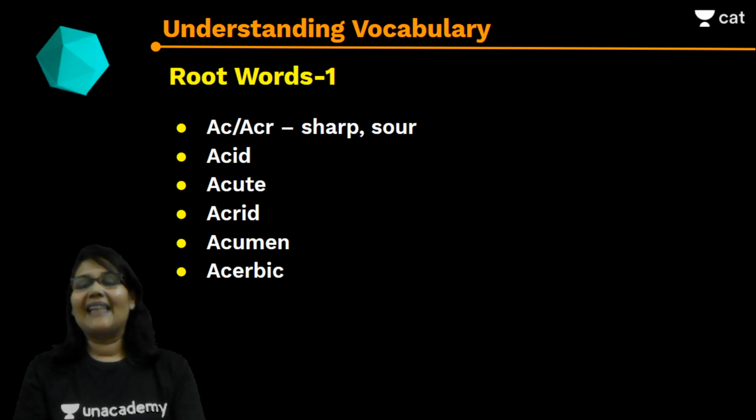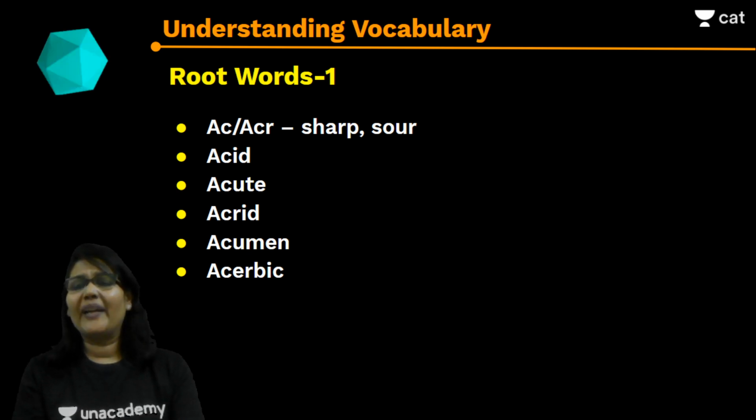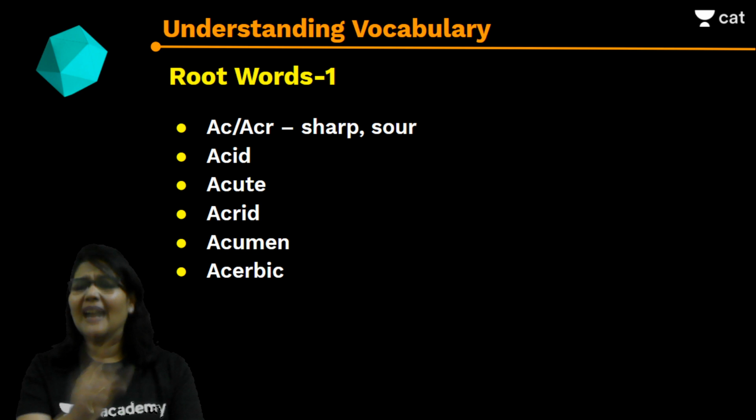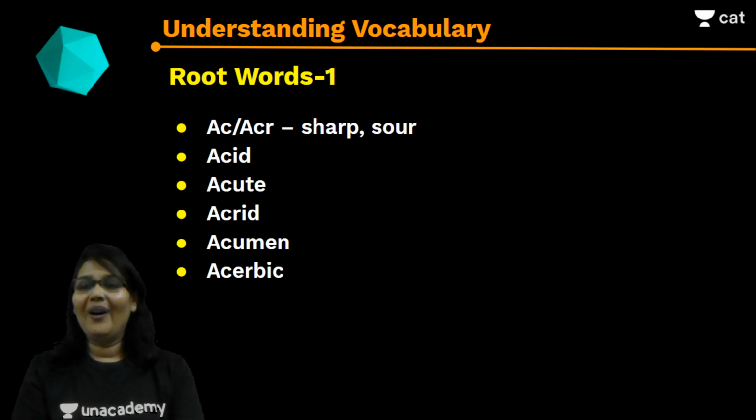Then let's go to acerbic. Acerbic means sarcastic or sardonic. Now, what is a sarcastic comment? It's a very sharp comment, isn't it? It is meant to hurt someone. Therefore, again the connect to sharp.